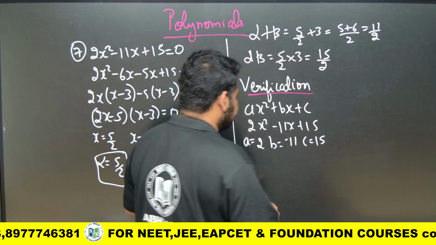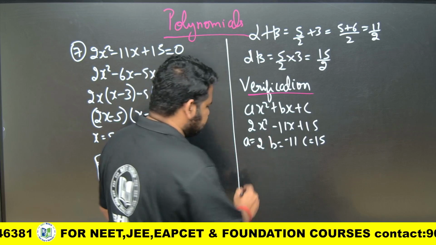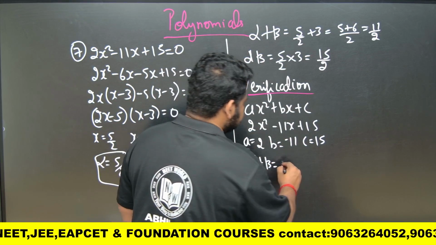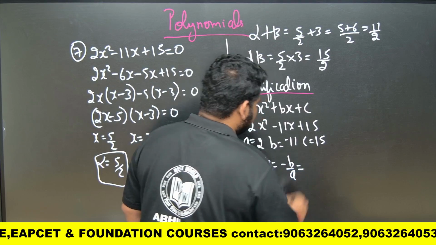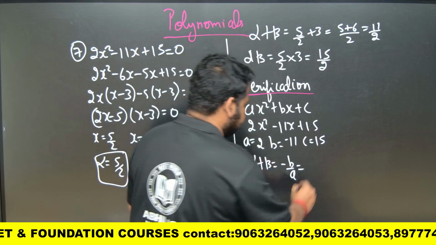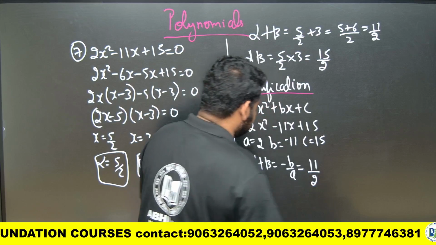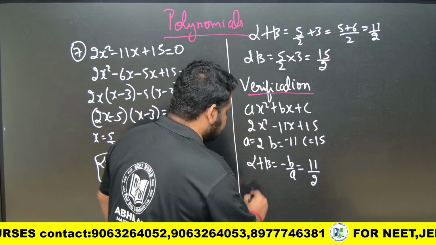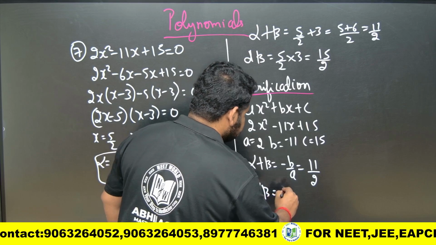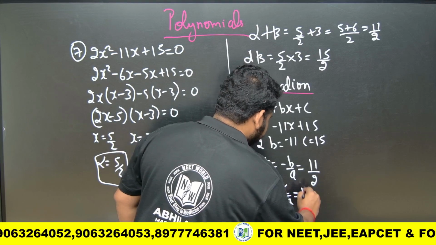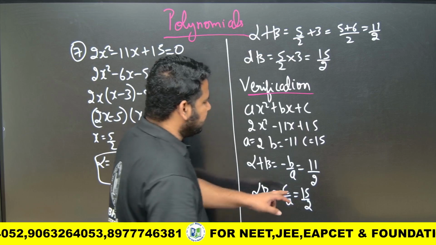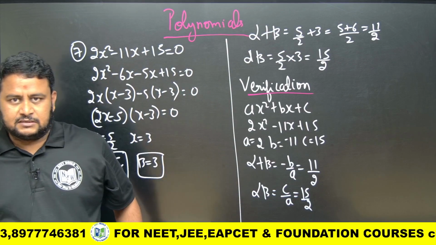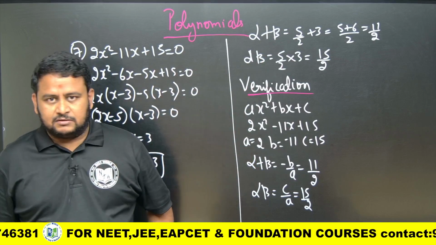Now, sum of the zeros alpha plus beta is minus b by a. Here b is minus 11, so minus b is plus 11, and a is 2. So, sum of the zeros by formula method is 11 by 2 and direct method is also 11 by 2. Product of the zeros alpha beta is c by a. So, c is 15, a is 2. What I got by this method is the same as the direct method.